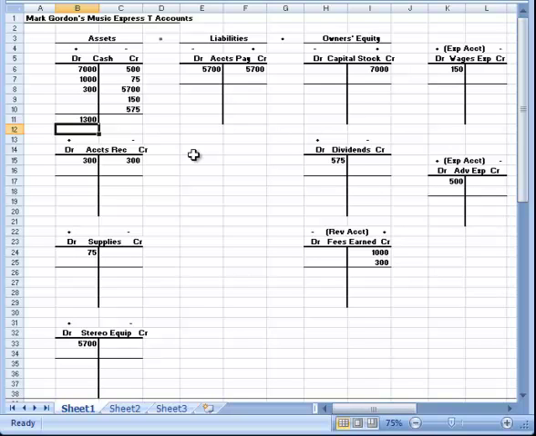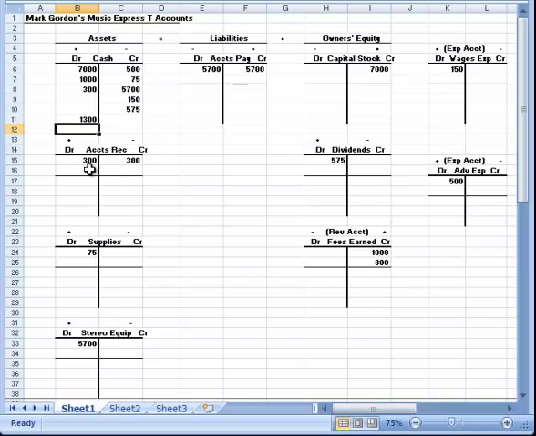Now, here's another term I need to teach you, and that's called normal balance. The normal balance of an account is its increased side. So if assets have an increased side of debit, then the 1,300 is a normal balance, okay? Because that's where it should be. You shouldn't have a credit balance in cash, because then that would mean you're under zero in cash, and that wouldn't make sense. You shouldn't have that happen.